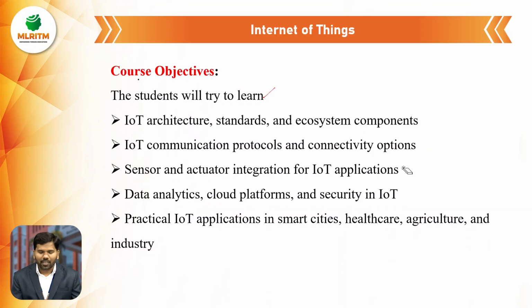IoT architecture, standard, and ecosystem components. The second course objective is IoT communication protocols and connectivity options. The third one is sensors and actuators integration for IoT applications. The fourth one is data analytics, cloud platforms, and security in IoT systems. The final one is IoT applications, which means practical IoT applications in smart cities, healthcare, agriculture, and in the industry.